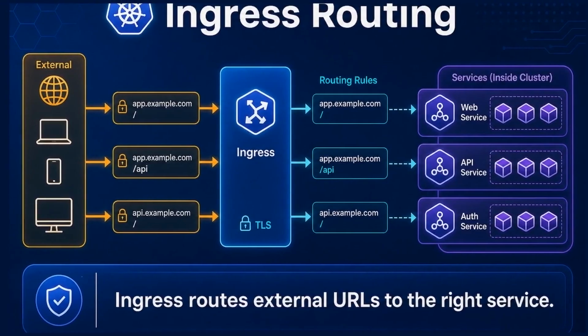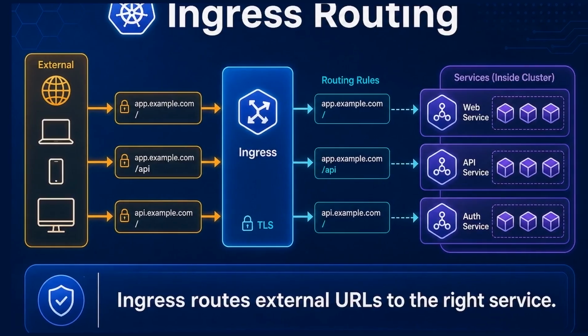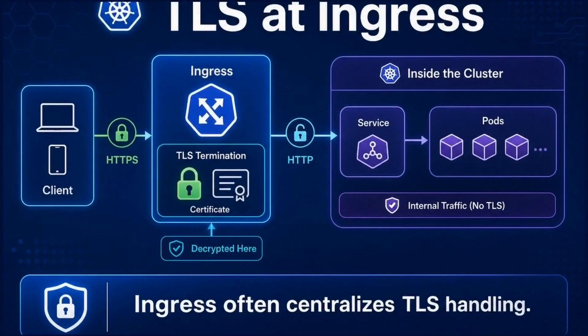For example, app.example.com might go to the web service, while api.example.com goes to the API service, or /shop might route to one backend, or /admin routes to another. Ingress often also handles TLS termination. That means HTTPS can be decrypted at the Ingress layer before traffic is forwarded deeper into the cluster.